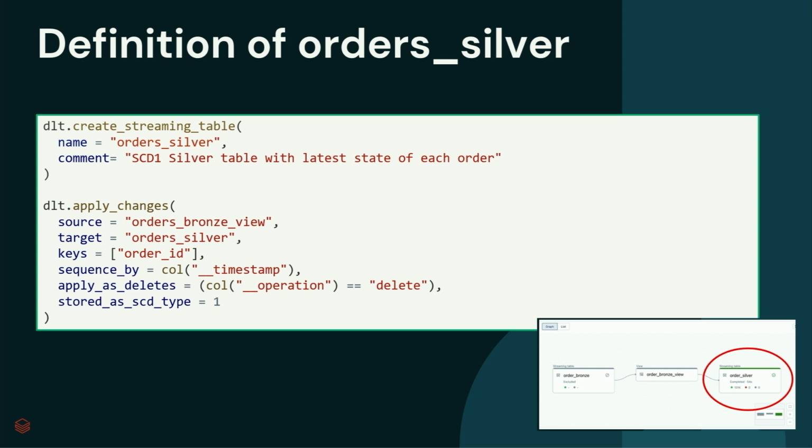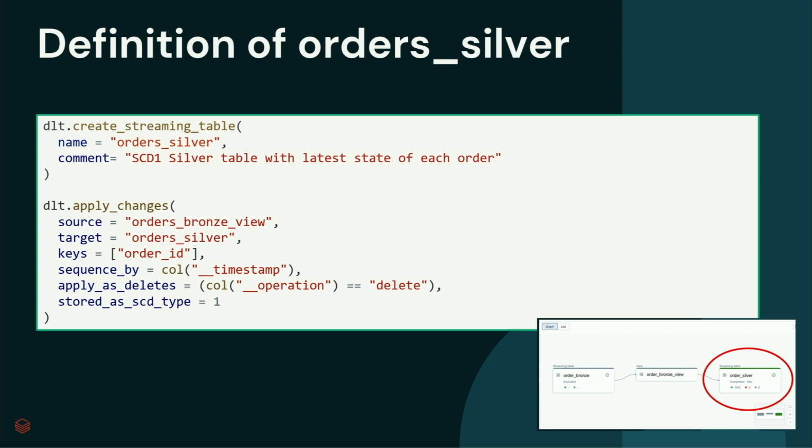I have deletes. Apply changes has this parameter, apply as deletes. And if the operation is a delete, then I tell it that it should apply deletes on that. And then finally, I use the parameter store as SCD type 1 to say simply apply the changes as they come along in my target table.